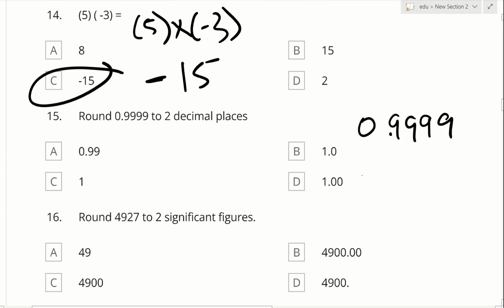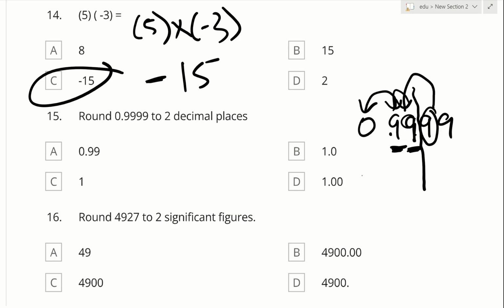0.9999. I'm going to round to 2 decimal places. So 1, 2. This is my second decimal place, right? I'm going to look at the number to the right. If it's 5, 6, 7, 8, or 9, it's going to give this 1, right? The 9, if I add 1 to it, it's going to give me 10. I cannot put 10 inside of a single place value. I would have to go to the next one. I can't do that here. So I'm going to give 1 to the ones place, or the whole number place. It's going to be 1.00.